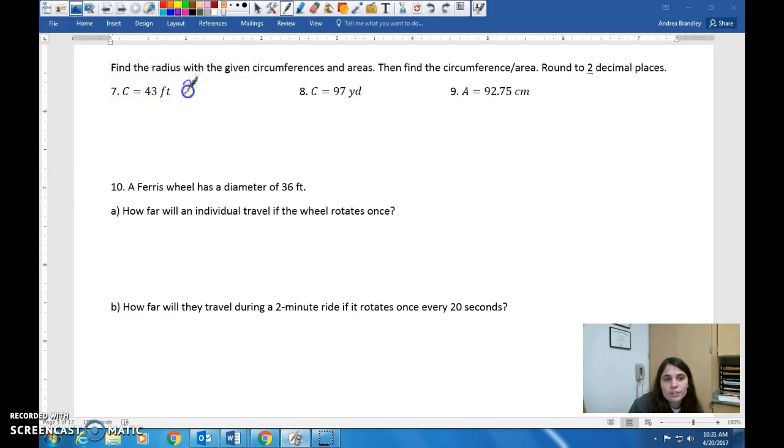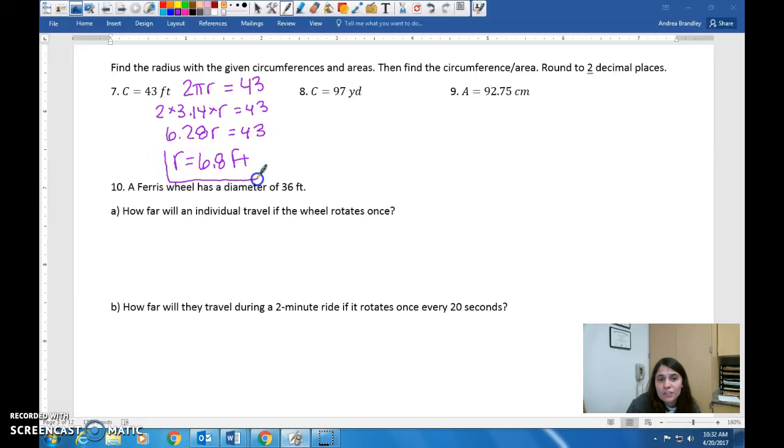Now, the formula for circumference is 2 pi r. So if the circumference is 43, then that means that 2 pi r equals 43. So if I write this out, this is 2 times 3.14 times r equals 43. And if I multiply this, 2 times 3.14 is 6.28 r equals 43. And then to get r by itself, I can just divide both sides by 6.28. So 43 divided by 6.28 rounds to about 6.8. So I'm going to put that right here. The radius is about 6.8 feet.